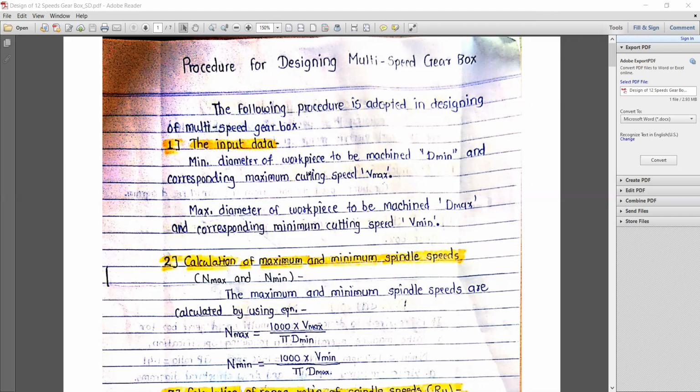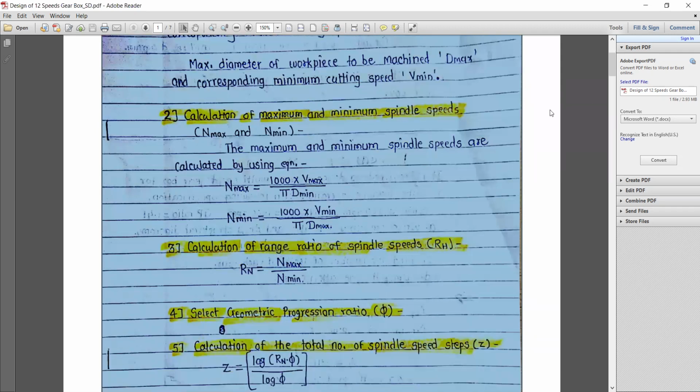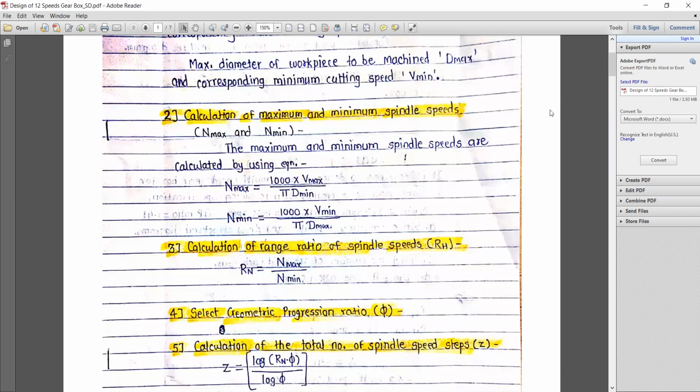Next, we need to calculate the maximum and minimum spindle speed. Nmax you can calculate by the equation 1000 into Vmax divided by pi D minimum, and minimum speed you can calculate with the equation 1000 into V minimum divided by pi into D max. So the calculation of the speed is important because they play an important role while calculating the other parameters.